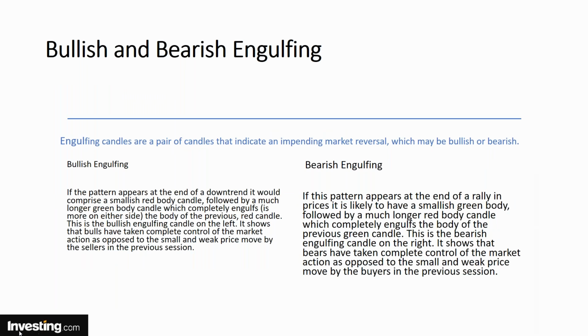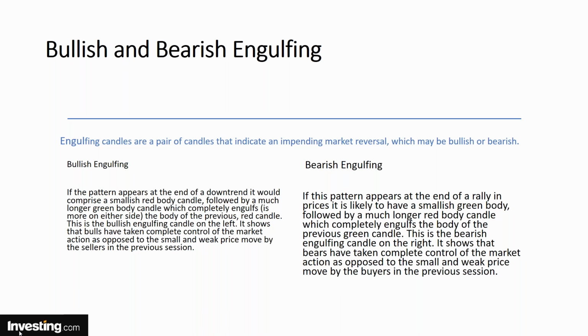Okay, so the 2 of the most popular signals are called bullish engulfing and bearish engulfing. And if the pattern appears at the end of a downtrend, it would comprise of a small red body candle followed by a much longer green body candle. This is called a bullish engulfing. Bearish engulfing is exactly the opposite. For every pattern in one direction, there's the exact opposite.